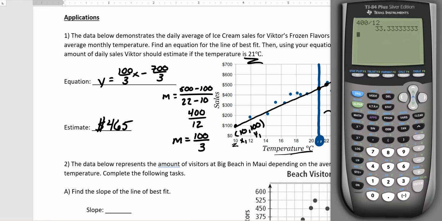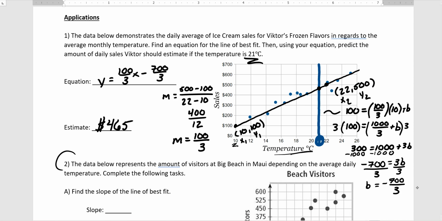Now, if we wanted, we could totally plug this into our calculator to get a better idea. So we'd have 100 times 21, and then we would divide that by 3, minus 700 divided by 3, and we would get $466.66. Look at how accurate we are. That's awesome. So that confirms a couple things. One, that confirms our line of best fit's pretty close, and two, the equation for that line of best fit is accurate. Excellent. All right, let's get back into the problems here.